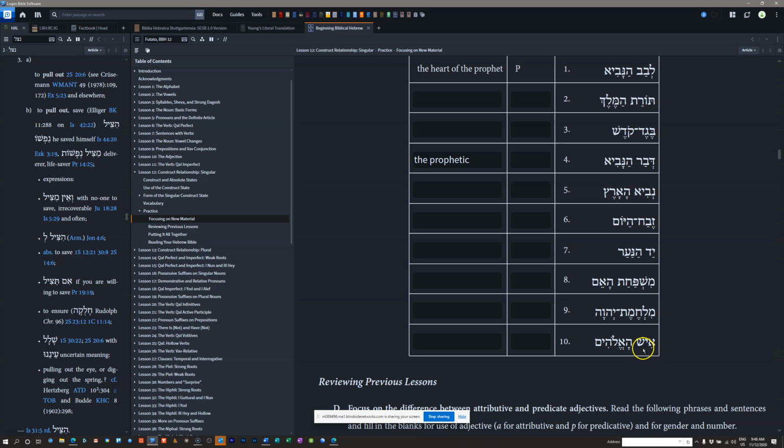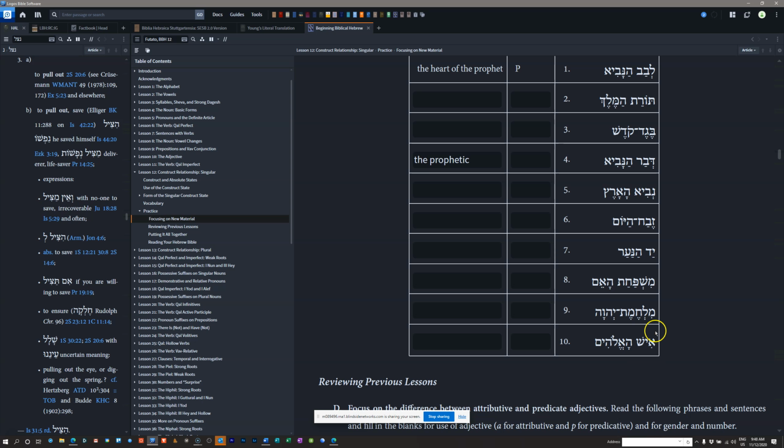Number 10, we have Ish ha-Elohim. So Ish is, again, one of those where you can't really tell a difference in the absolute form or the construct form. But if we were to just translate this as two absolutes, we would get a man, God, or a man, the gods. And that doesn't make any sense. So we've probably got a construct relationship here.